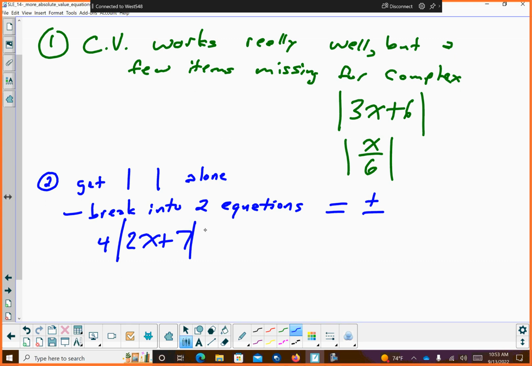Is that equal to 16 in the book? Yeah. Okay. So let's see if we can work this. Let's get the absolute value alone. So what should I do to get the absolute value sign alone right now? Divide by? Good so far? 16 over 4, I believe, is 4.